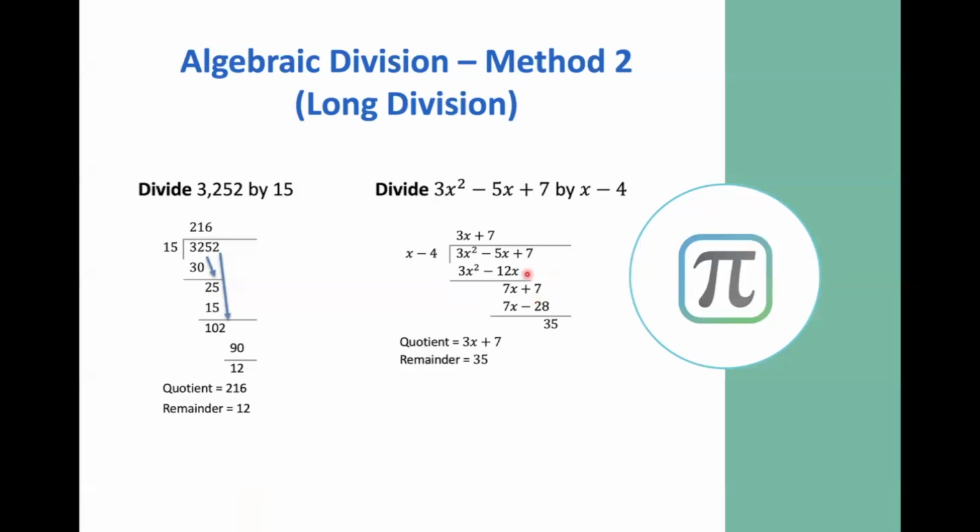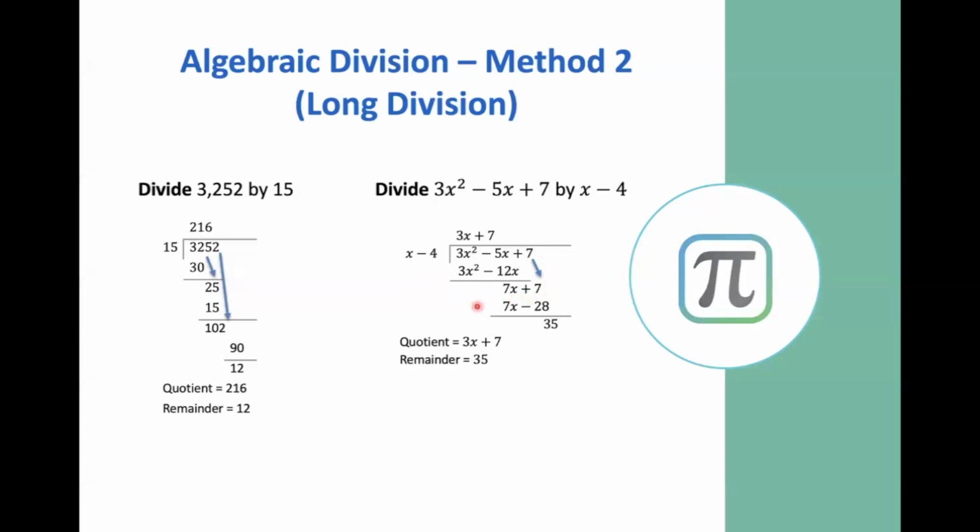And then we take the same approach as if we were using numeric division. So we have minus 5x minus 12x. And if you are subtracting a negative number, you get a positive number. Okay, so we have 7x here. And then, as before, we bring down the 7. So we now have 7x plus 7 that we are dividing by x minus 4.